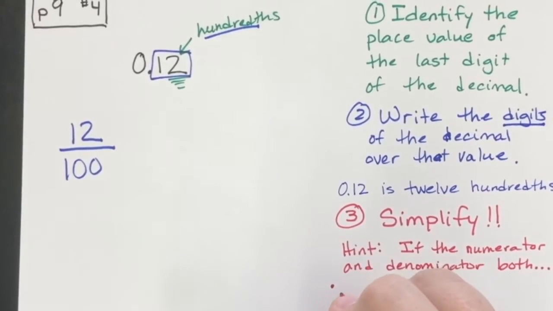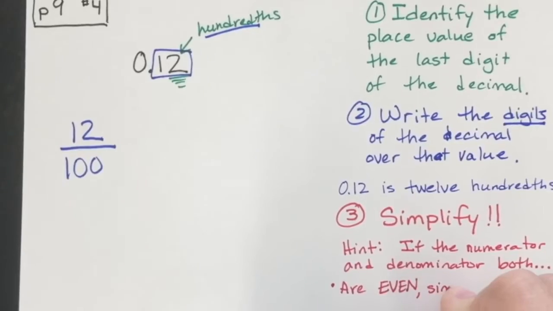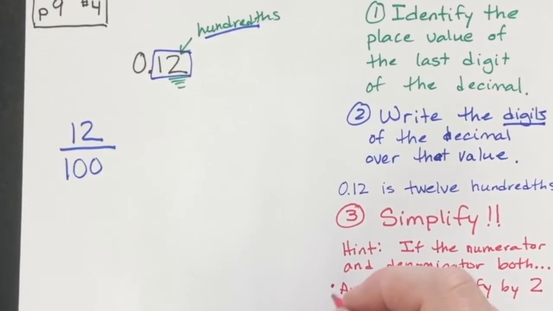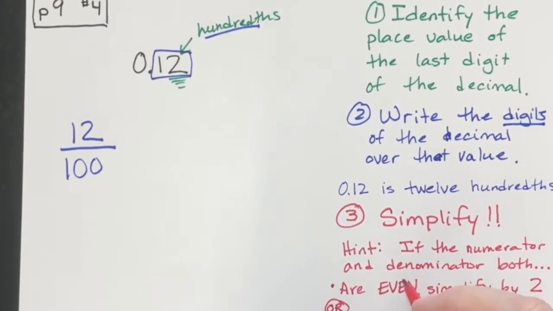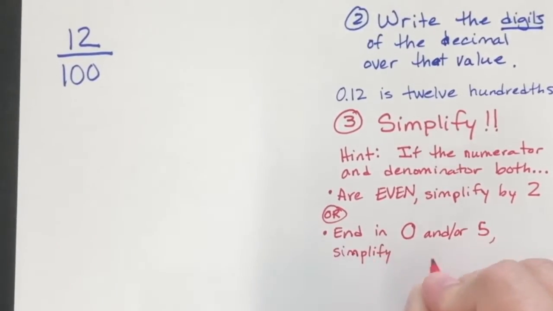First of all, when you are changing a decimal to a fraction, every number in the denominator is only going to have 2 prime factors. The 2 prime factors are 2 and 5. So you just have to think: if they're both even, simplify by 2. If both of the numbers end in zeros and/or 5s, then you can simplify by 5. And if it's neither of those 2 things, then you're done.